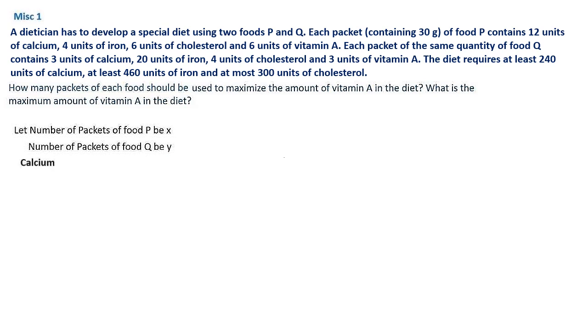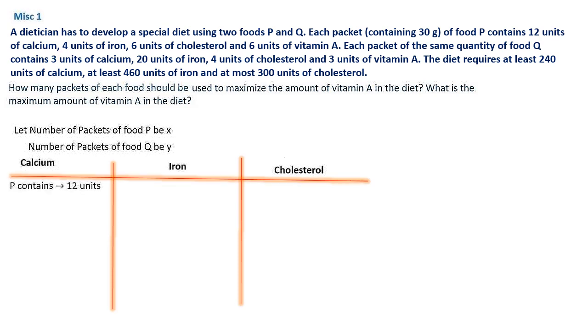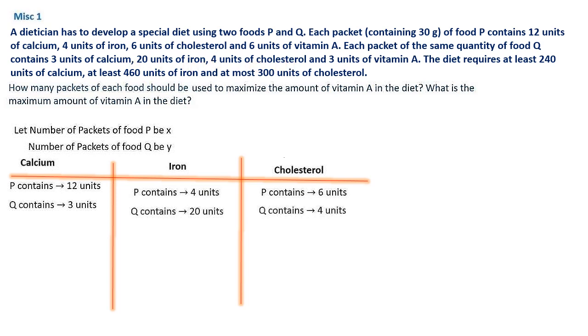There are three components: calcium, iron, cholesterol, that we have to write. Vitamin A we will keep aside. So calcium, then next is iron, next is cholesterol. Food P contains 12 units of calcium and 4 units of iron, then 6 units of cholesterol, and next is food Q, which contains 3 units of calcium, then 20 units of iron, then 4 units of cholesterol.